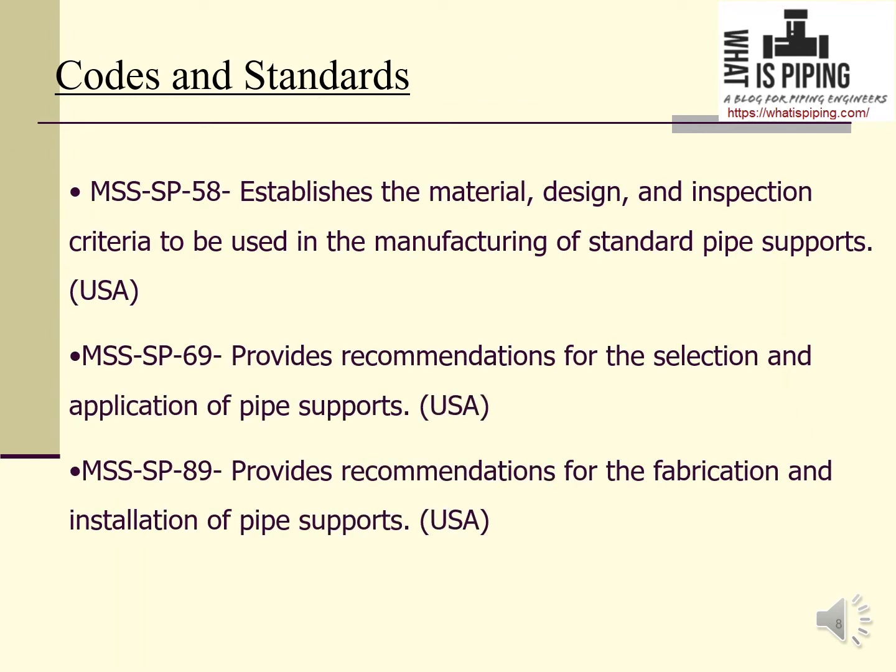Now codes and standards of pipe supports. There are various codes and standards that are usually referred to design or construct the pipe supports. Some of these codes and standards that are useful for pipe support designing or installing are MSS SP58. This establishes the material, design and inspection criteria to be used in the manufacturing of standard pipe supports.